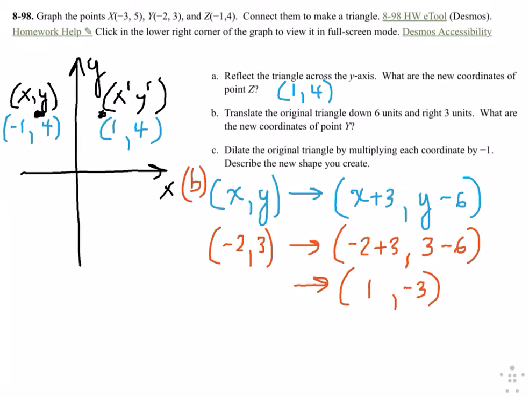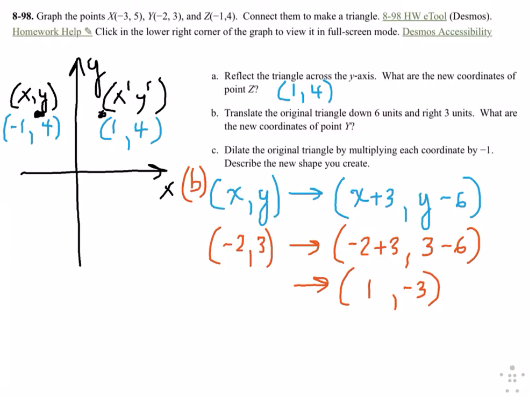And the next one says dilate the original triangle by multiplying each coordinate by negative 1. If you multiply each coordinate by negative 1, the size isn't going to change at all. It's just going to reflect it over both axes, because if you reflect across the y, it takes the opposite of the x, and if you reflect across the x, it takes the opposite of y.